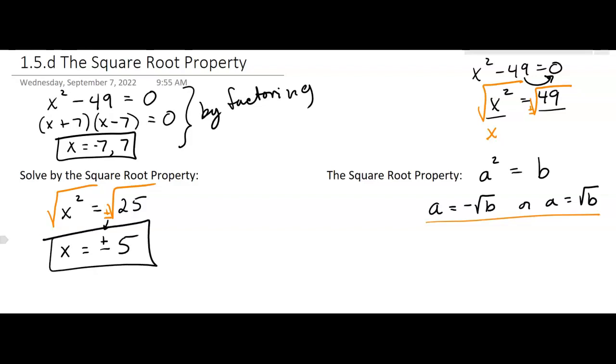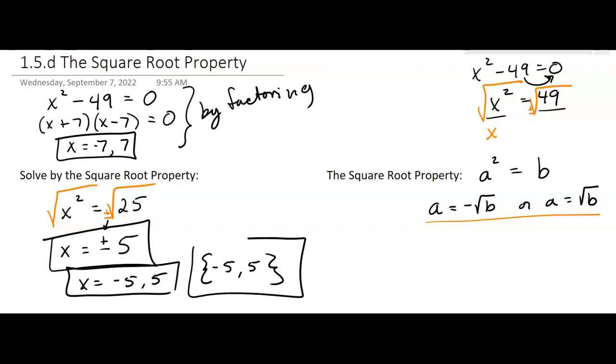Okay, so this indicates two answers. I don't care if you use the plus or minus symbol. In my lab, they might want you to write them separate, which is fine. You just write negative 5 and 5. Or you can write it in a set notation if you want. That's fine too. I'm not super picky. Now, sometimes my lab might want it a specific way, so just follow the directions.